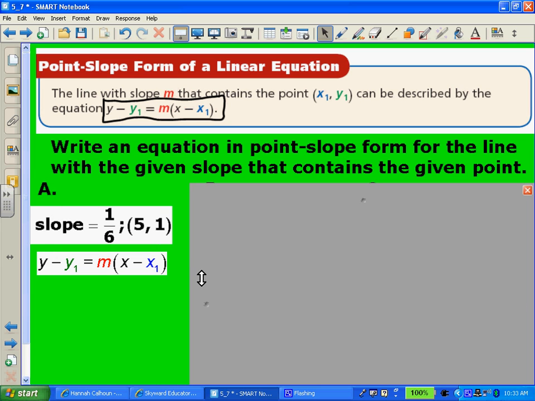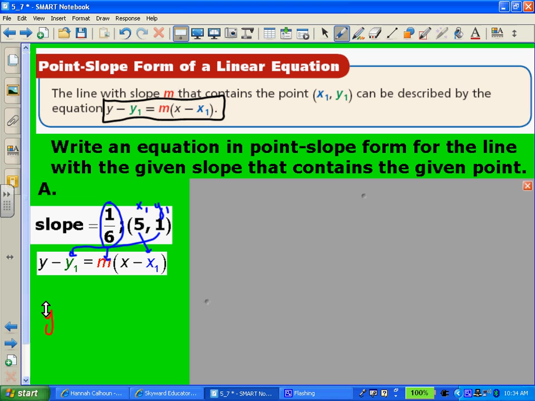So here's what our problems will look like in this section. We have slope equals 1/6, point 0.51. So all we need to do, similar to 5-6, is take the slope, which is m, and plug it in for m. And then our point, we'll label it x1, y1. We just need to take those values and put them in for y1, put them in for x1.